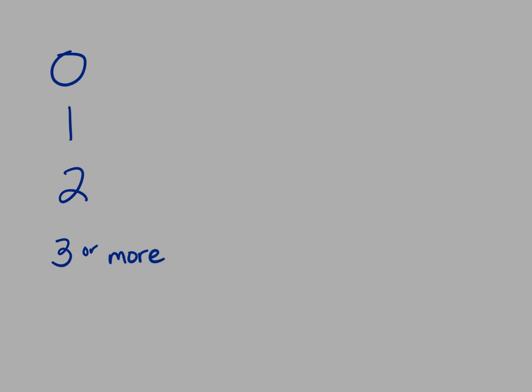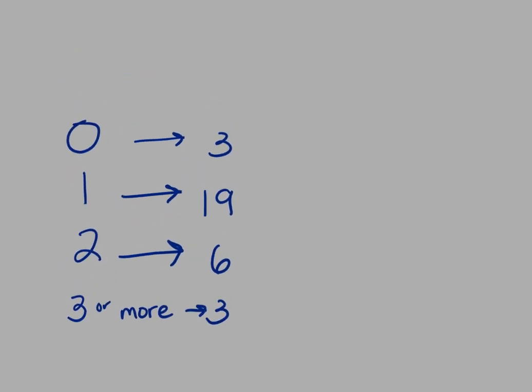How many of you have no siblings? Put your hand up. 1, 2, 3. How many of you have 1 sibling? 1, 2, 3, 4, 5, 6, 7, 8, 9, 10, 11, 12, 13, 14, 15, 16, 17, 18, 19. How many of you have 2 siblings? 1, 2, 3, 4, 5, 6. Okay. How many of you have 3 or more? 1, 2, 3. Okay. So take a picture of, well, let me write the headings here.